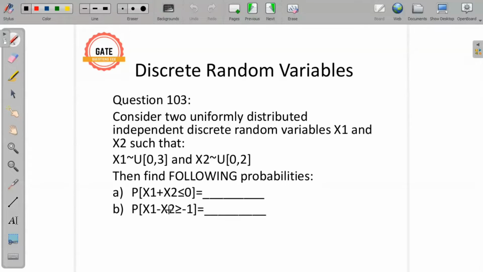So firstly I will solve both these problems by following a standard procedure which we usually use in such type of question. And at the end of this video I will give you a shortcut technique to directly find these probabilities from the joint distribution of x1 and x2. So firstly let's see the standard procedure of solving such questions.